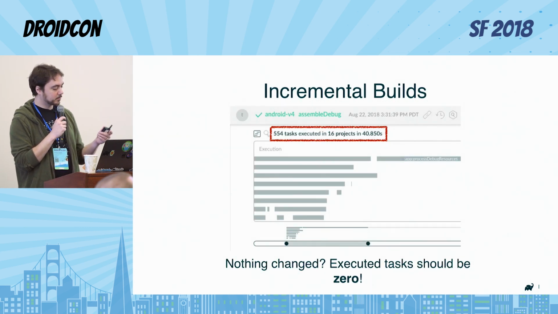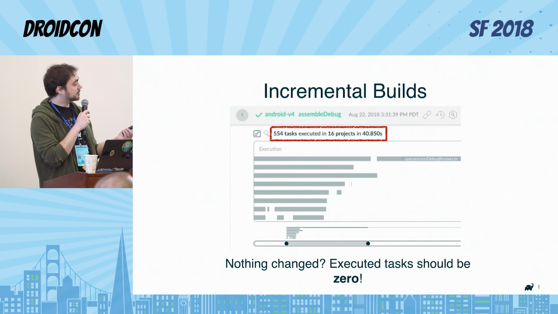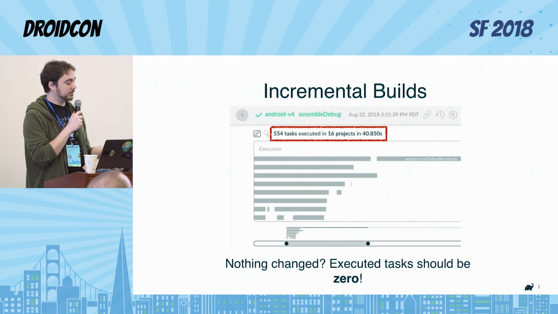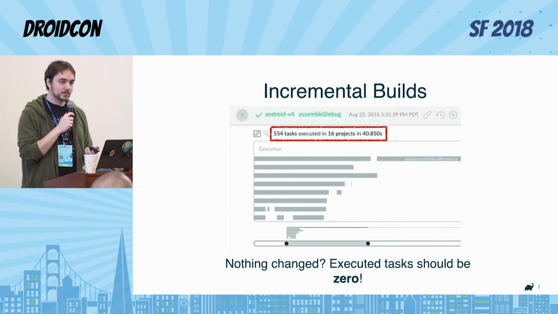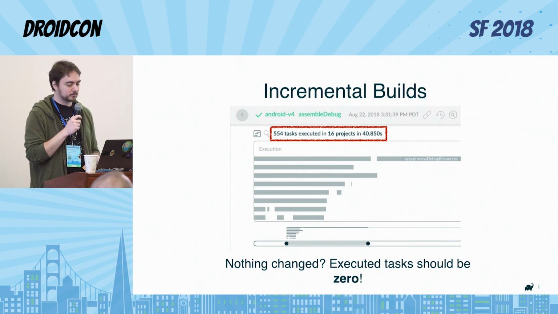So incremental builds. As I said at the very beginning, if you didn't change anything and ran the same task again, and anything whatsoever is executed, there's a problem. Here I have a timeline of a build from the chess project, and I was just running assemble debug. I hadn't changed anything, and I ran the task again, and a lot of the project reran. 40 seconds is a lot of wasted time to do nothing. So what's going on here?